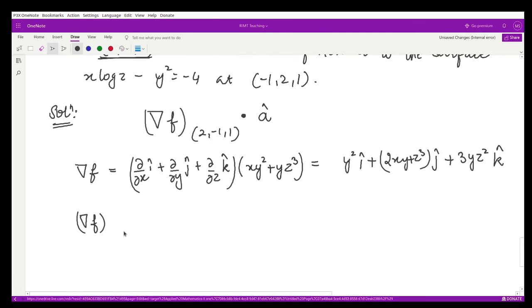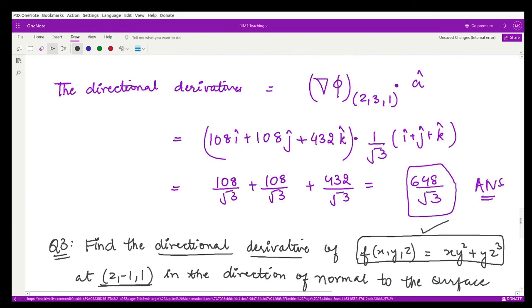The given point is 2, minus 1, 1. So we have to substitute the values here. It comes out to be equal to i cap minus 3j cap minus 3k cap. So this is one thing that is required. Now look at the other part for this question.